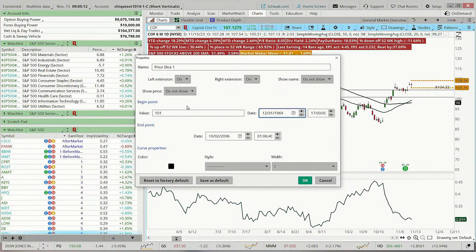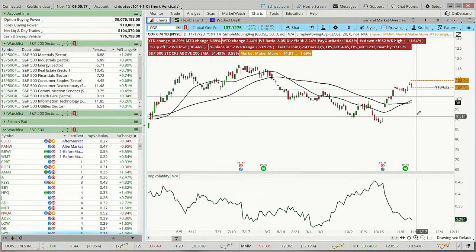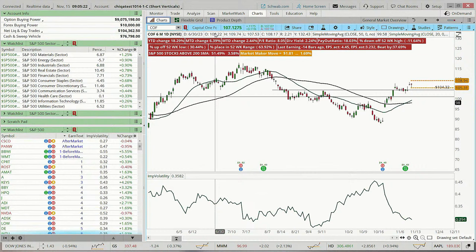Okay, so as long as we stay there, we do have a nice bounce off support. So this trade appears to be in good shape. We'll continue to follow up with this trade as time goes on.